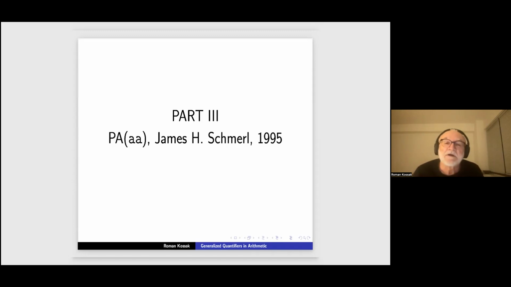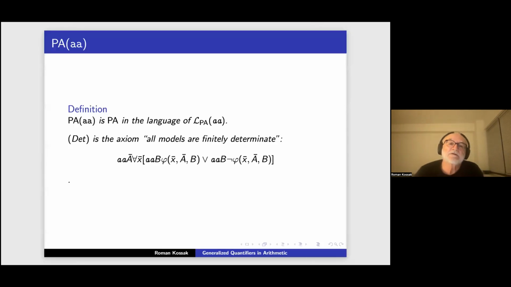And anyway, what is PAAA? That's a kind of unusual theory. Now there was PAQ squared, which was Peano arithmetic in the logic with the Ramsey quantifier. Now this is Peano arithmetic in the logic with the stationary quantifier. So PAAA is simply PA in that language. You add in the induction schema for all formulas of the stationary logic. And we also will be using this axiom DET. It says all models are finitely determinate, which means DET is the schema that I already mentioned before, the schema of finite determinateness, which says that either there are many B's such that something holds, or many B's such that something doesn't hold, and many in terms of closed and unbounded sets.